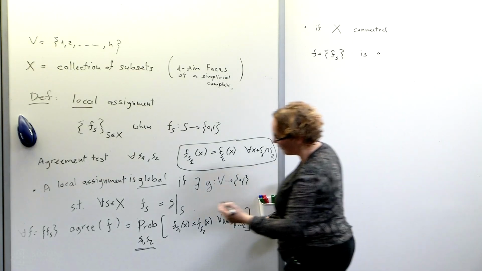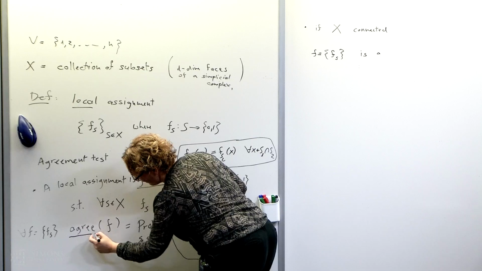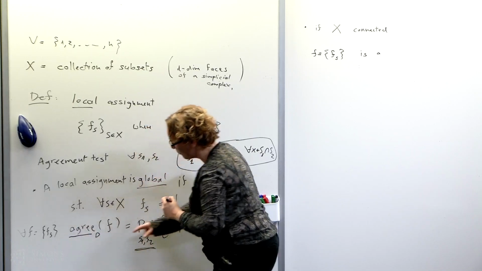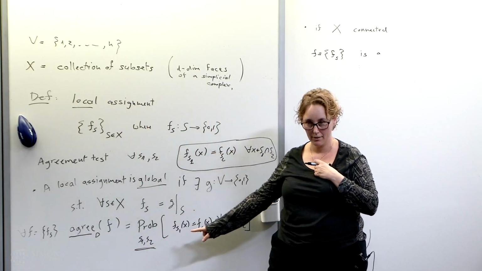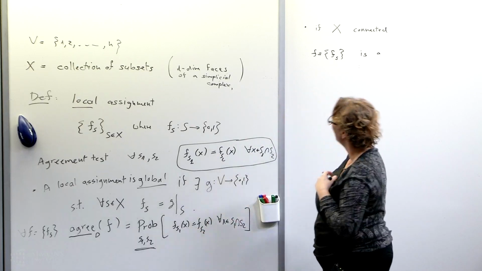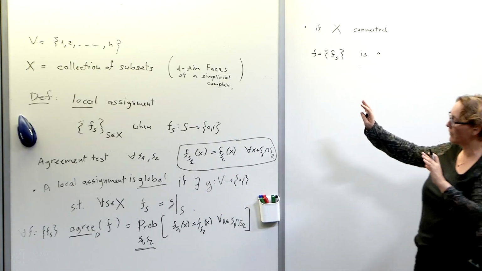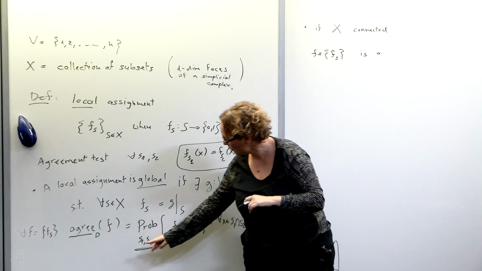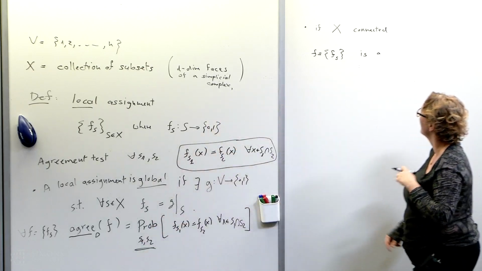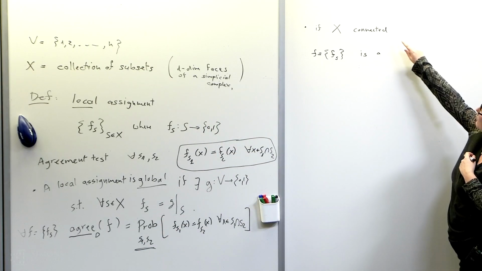Okay, so really, this parameter agreement should be parameterized by some distribution over how to choose the pairs. But for now, if you want, just think of what Noga said: just choose two sets that intersect. That's fine.